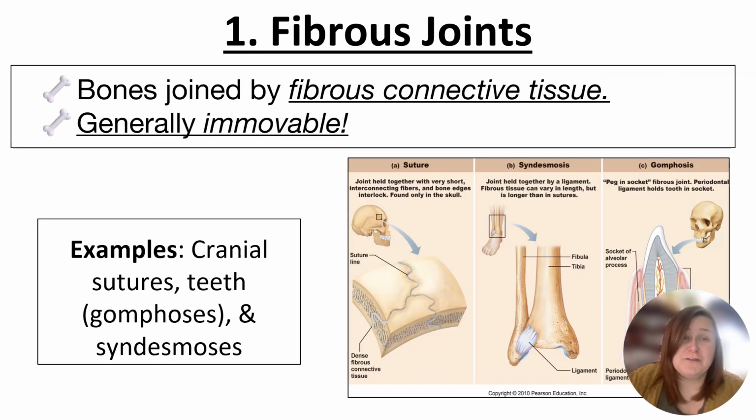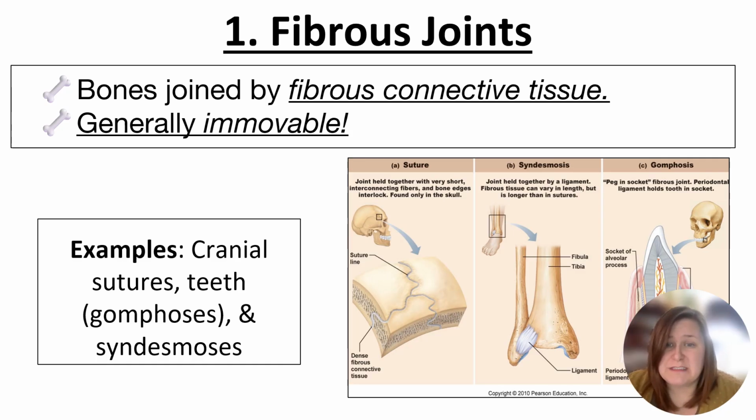Right, so the first type of joints we're going to talk about are going to be fibrous joints. These are going to be bones joined by fibrous connective tissue. These are generally completely immovable. So examples of this are going to be like cranial sutures, teeth, and then we're going to have a few different classifications of this. So our suture joints are going to be held together with very short interconnecting fibers, and this is going to be like our skull.